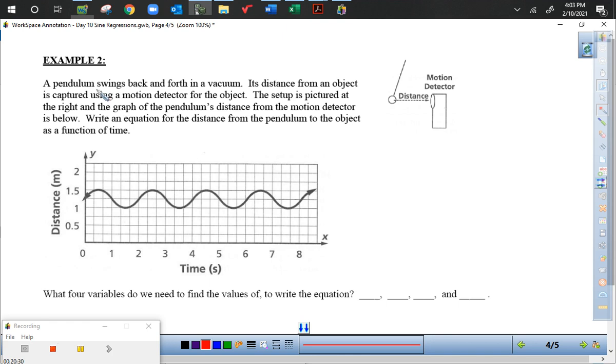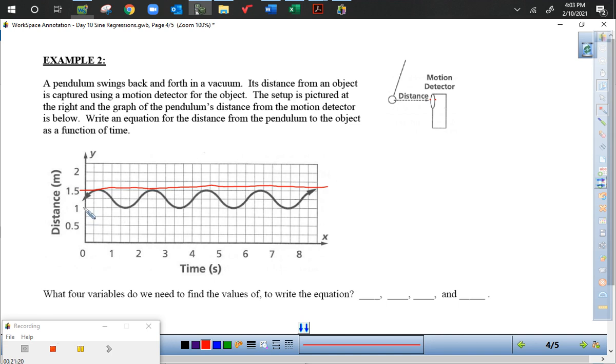This one is talking about a pendulum swinging back and forth, and it's measuring the distance from an object based on where the motion detector is. Okay, so we're swinging away from the motion detector, closer to it, away, closer to it, and so on. You'll notice we're always 1 meter apart, so it's not swinging and actually hitting your motion detector.